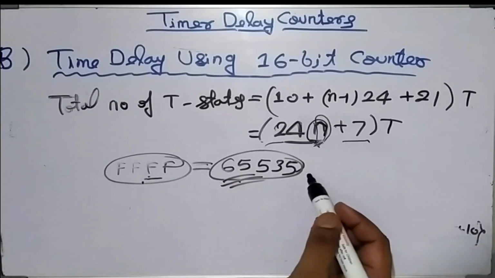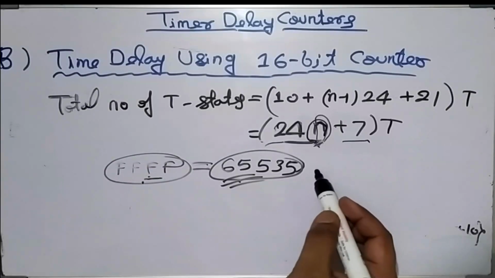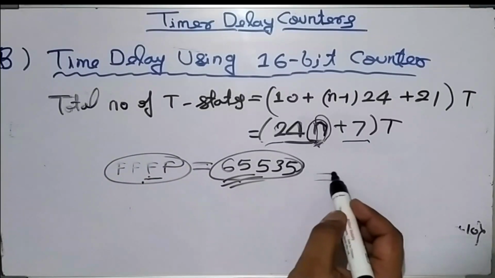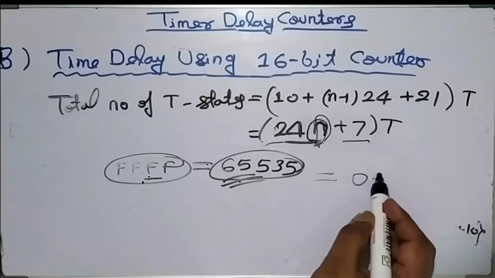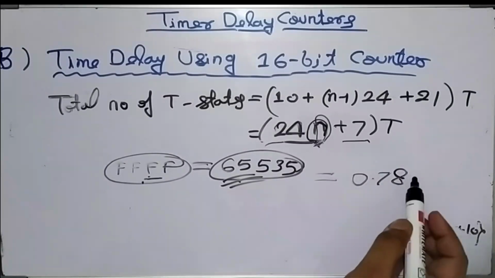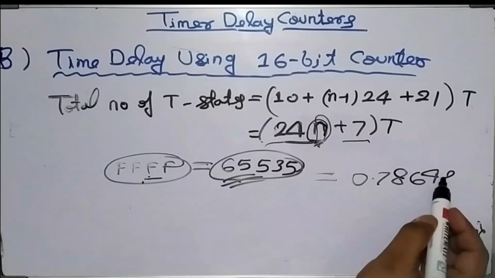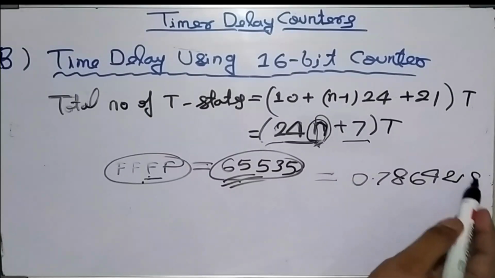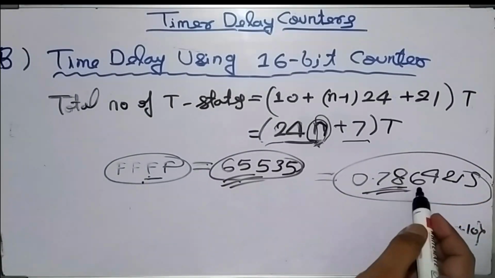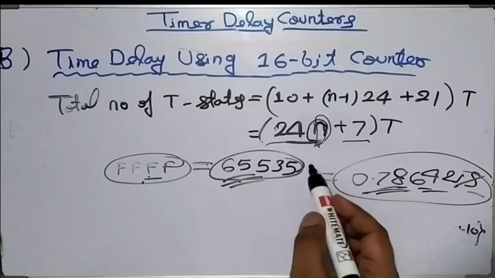We can calculate the delay produced, the maximum delay produced, which will be 0.786425 second. Okay, this is in seconds. 0.7864 second it will be. Okay.